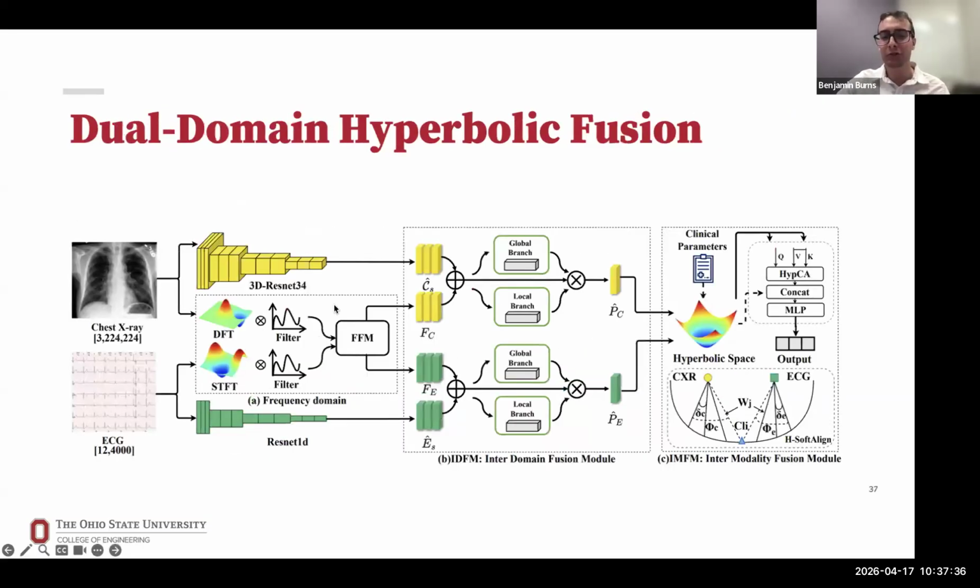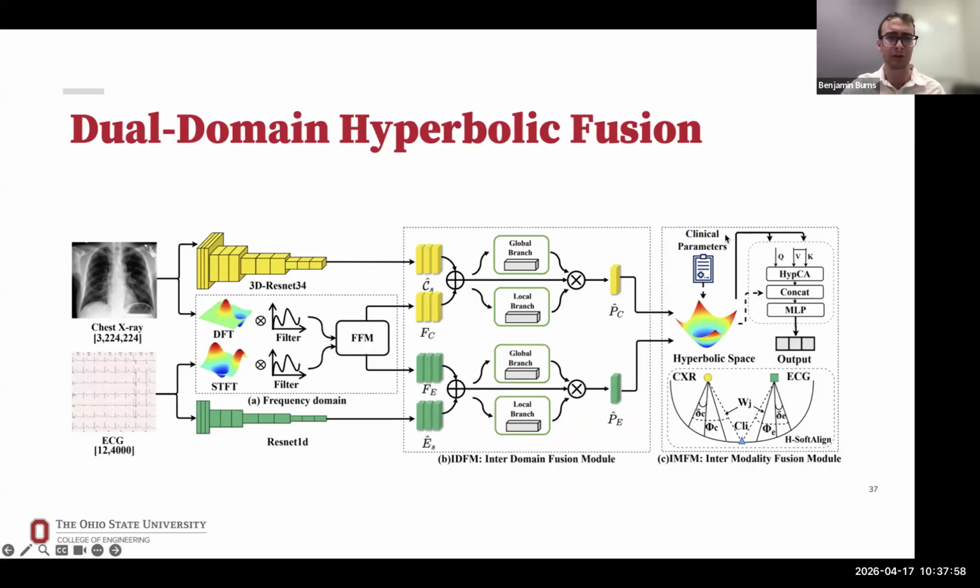So these two ideas are the key drivers behind our method, dual domain hyperbolic fusion. In addition to using the frequency domain, we also learn ways to interact between the original spatial temporal domains and the frequency domain, so that we're making use of the original unprojected modalities as well.